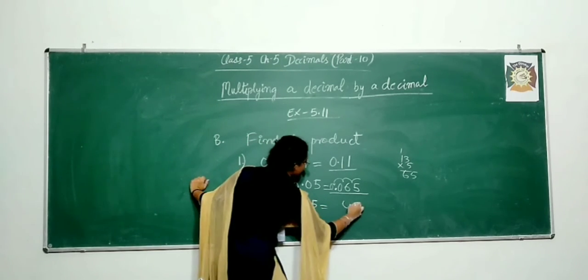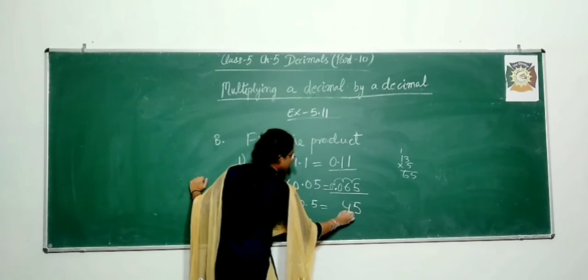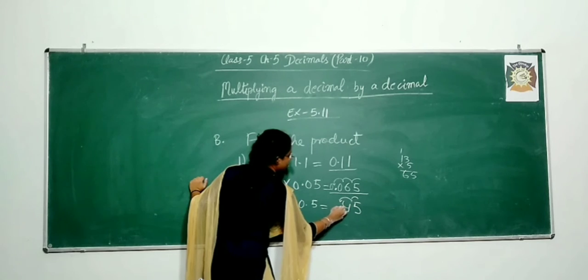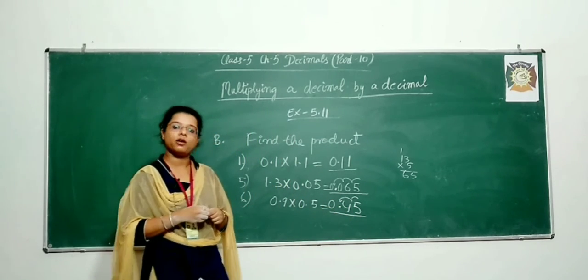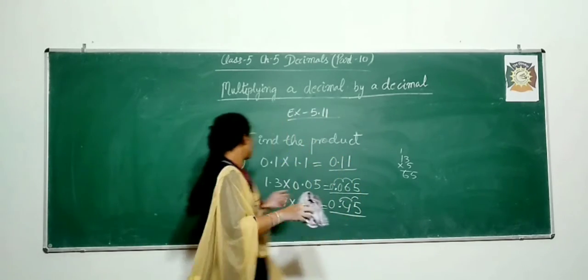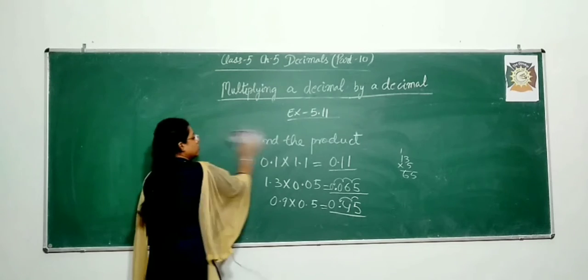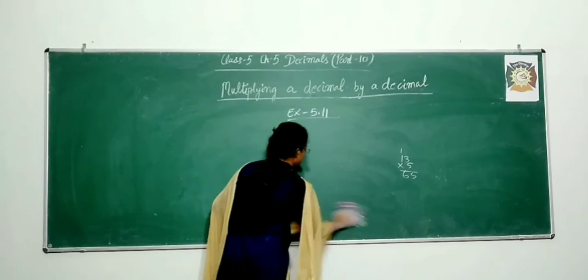Alright. The 6th part is 0.9 into 0.5. 9 5 is 45 simply, and it will be 2 decimal point number, that is decimal point will be placed here, so it will be 0.45. The next is multiply the following. Again, similar steps you will follow for all the multiplications.